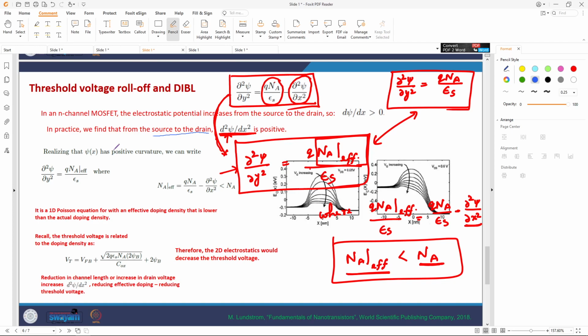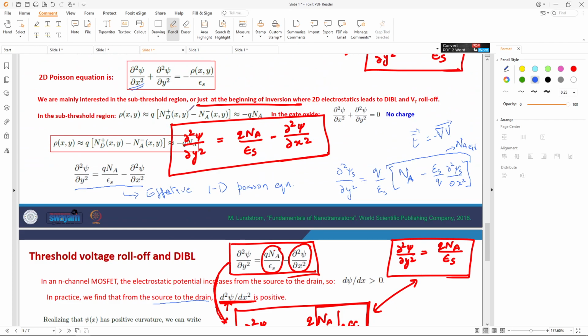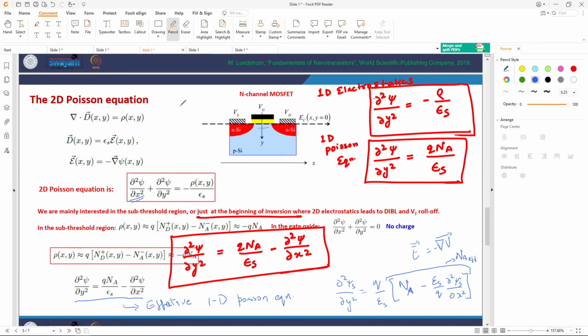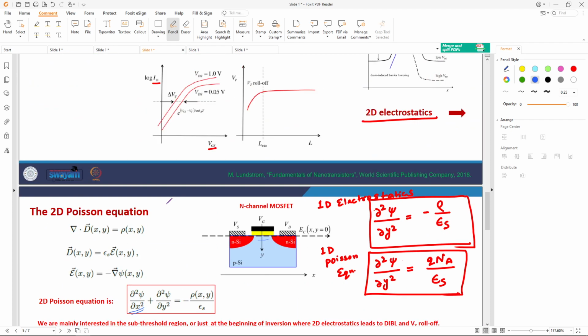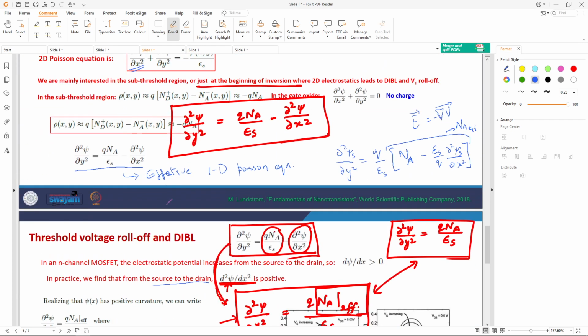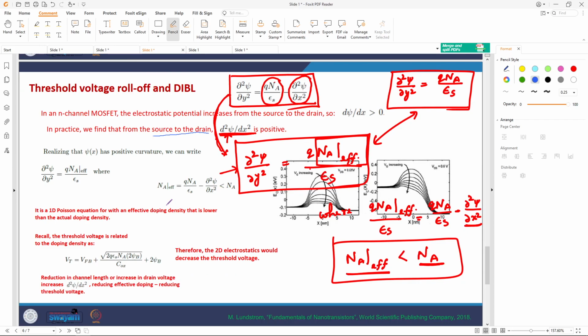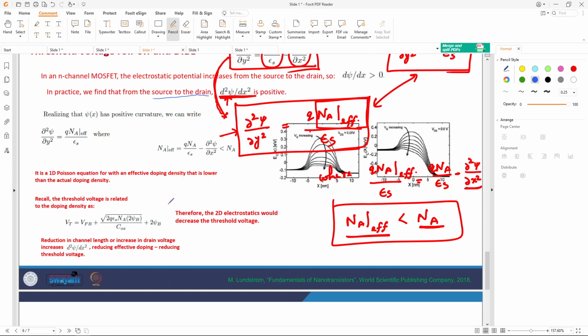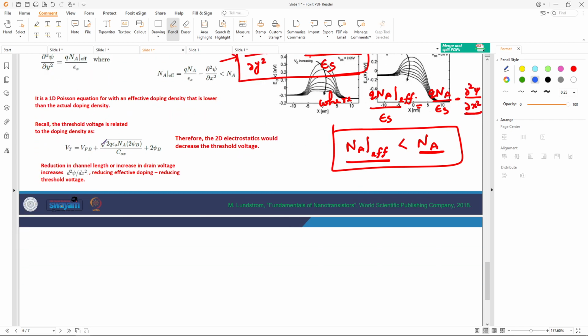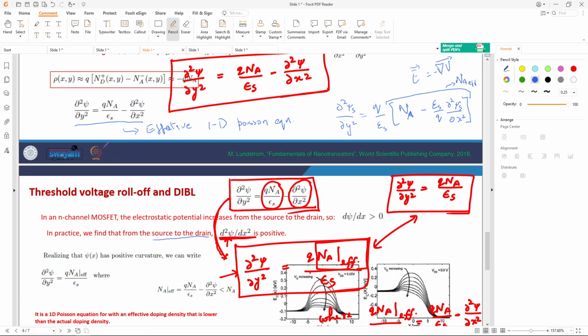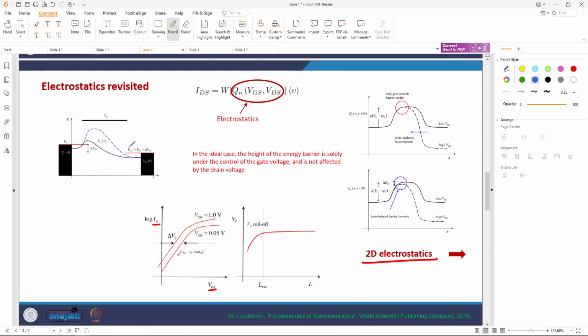We will not be looking at explicit numerical solutions of these Poisson equations and all of that. If you really want to do device simulations, you need to numerically solve these 1D and 2D electrostatics equations. You'll see some of that later on when I show the papers. But right now in this course, we are not going to do that, but we will give you a qualitative understanding, especially through these terms, as to why these phenomena are happening.